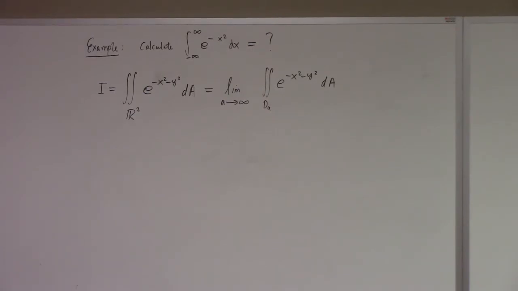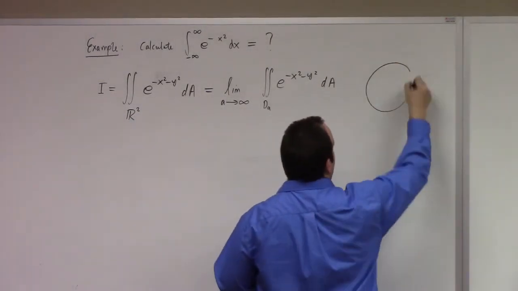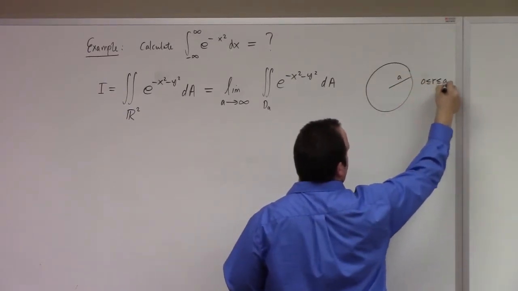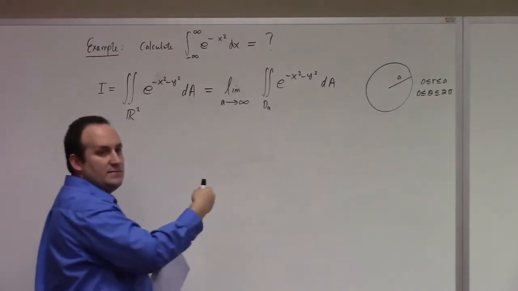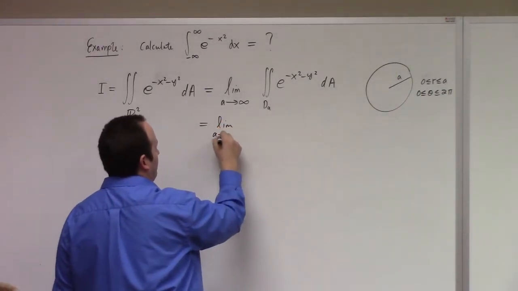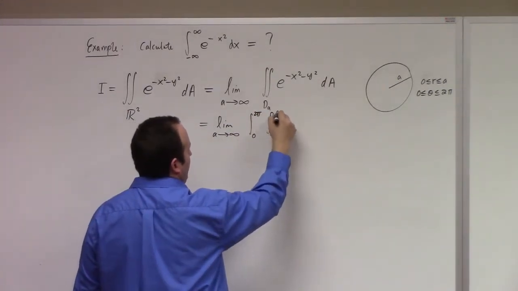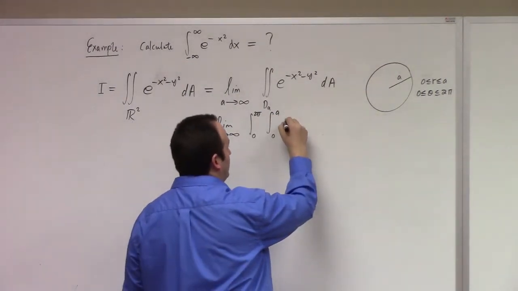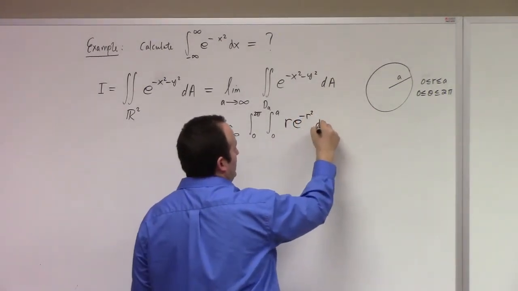So how would you calculate that? Disk of radius a. Let me draw a picture here. So we have 0 less than or equal to r less than or equal to a, 0 less than or equal to theta less than or equal to 2 pi. Well, that's easy. Obviously we want to use polar coordinates, right? So integral from 0 to 2 pi, integral from 0 to a. And here's the awesome thing. In polar coordinates, the dA gives you an r, and then that's e to the minus r squared dr d theta.